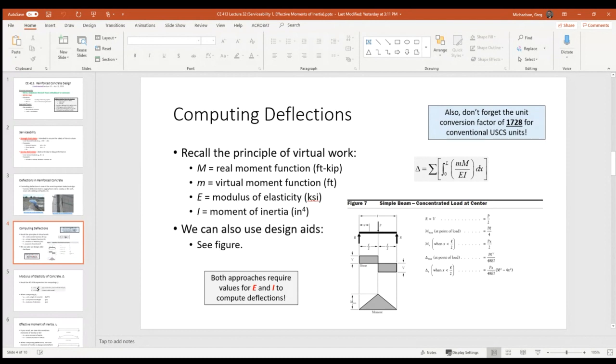But the big takeaway that I want to talk about today, this is really all I'm interested in talking about today, is that I don't care what method you use to compute deflection. In order to compute deflection for a beam, you need some E value and some I value. You have to have a modulus of elasticity for the concrete, and you have to have a moment of inertia.